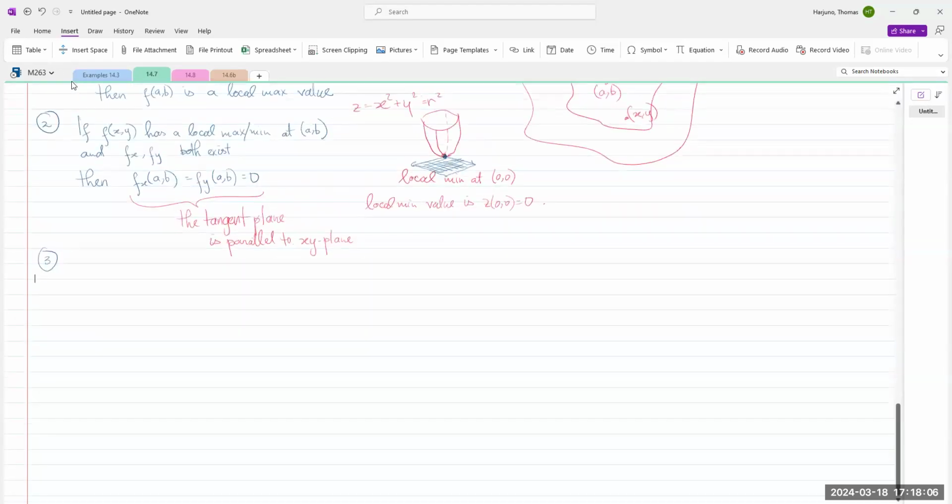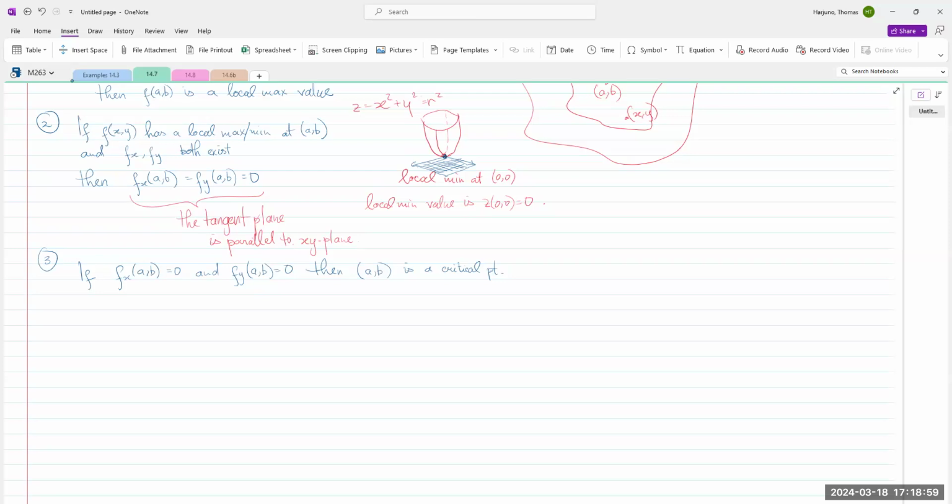Now, let's reverse the situation. If the partial derivative with respect to x at (a, b) equals 0, and the first partial derivative with respect to y at (a, b) also equals 0, then (a, b) is a critical point. Remember, we only call it a critical point because we don't know yet if it is a local maximum or local minimum. But if any local maximum or minimum happens, then it must happen at this point, provided the partial derivatives exist.